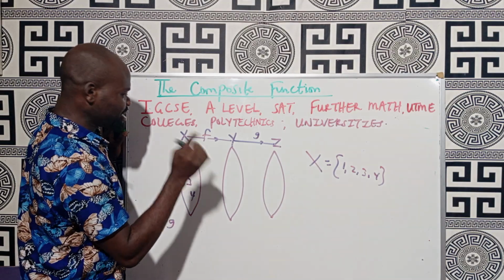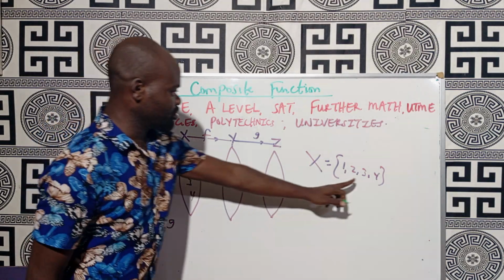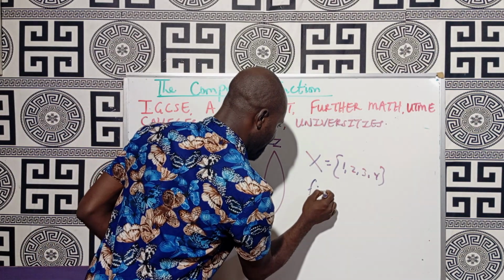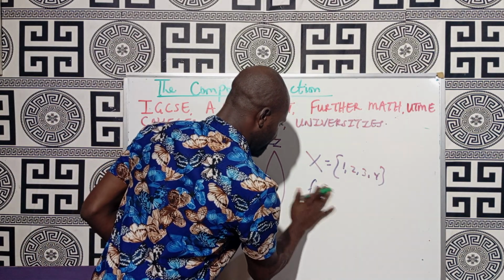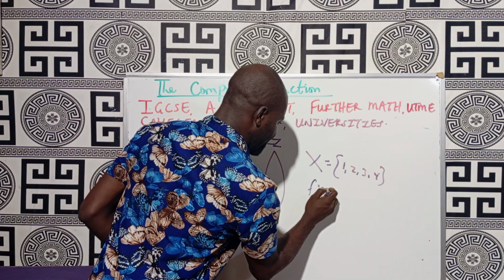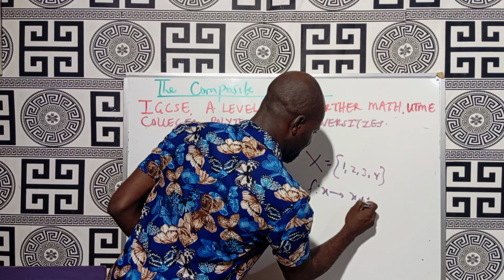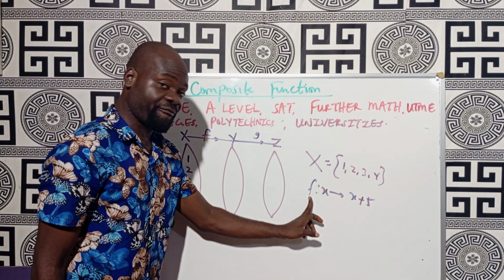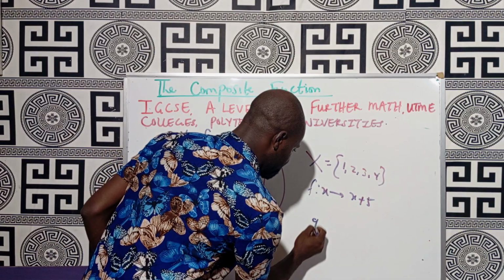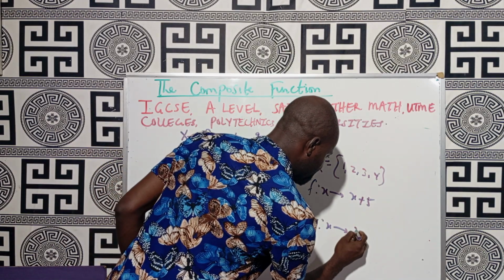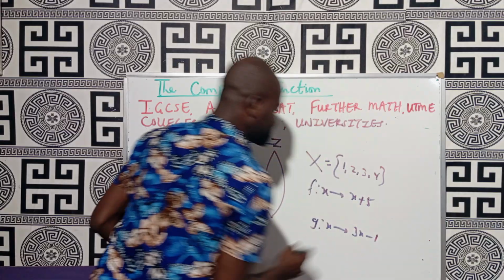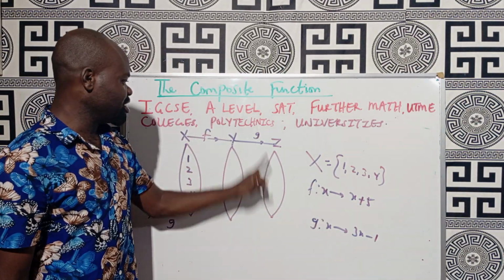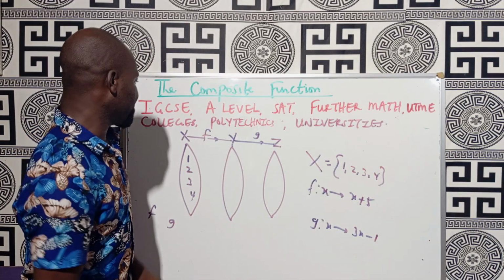Now we can see that X has the elements 1, 2, 3, 4. Now let's assume function F is f of x equals x plus 5. That's function F. And let's say function g is 3x minus 1. F is having this, while G is having this.